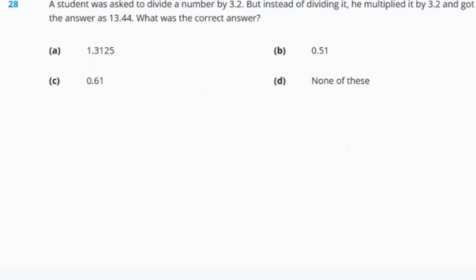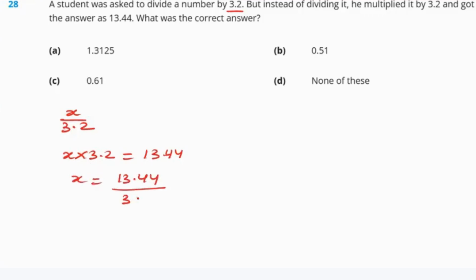Now the 28th question. The question is saying a student was asked to divide a number by 3.2, but instead of dividing it, he multiplied by 3.2. Some number is there. He is supposed to divide it by 3.2, but instead he multiplied that number by 3.2 and got an answer of 13.44. So the number would be 13.44 divided by 3.2. When we divide it by 3.2, the value of x we are getting is 1.3125, something like that. So that is our actual number.